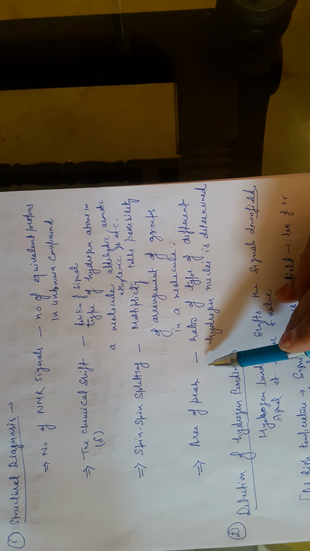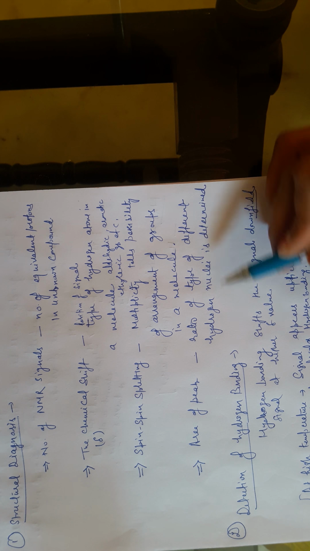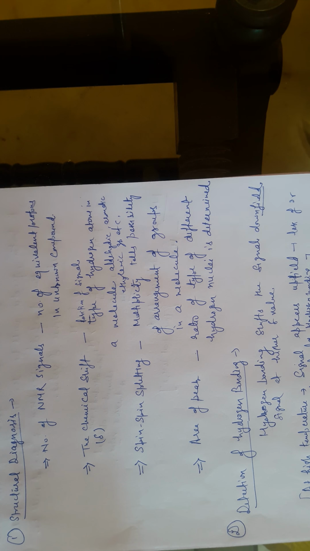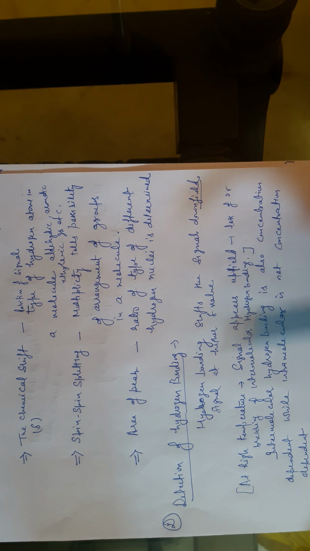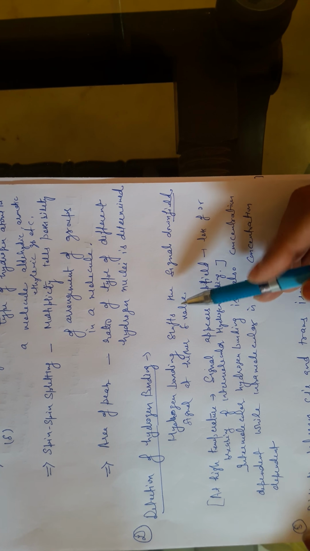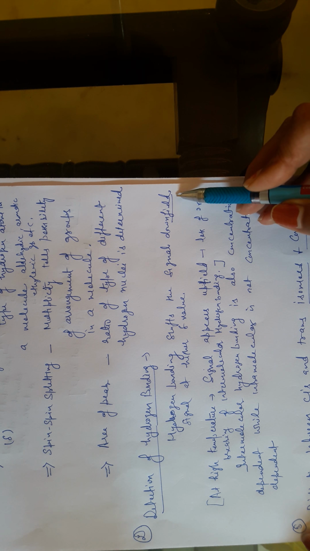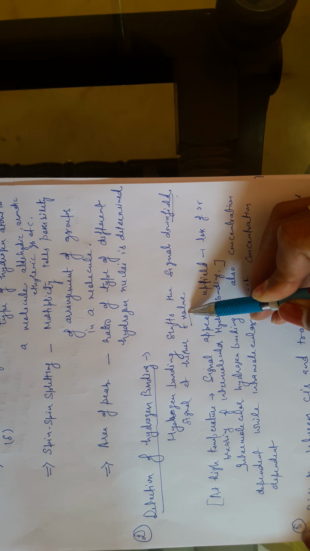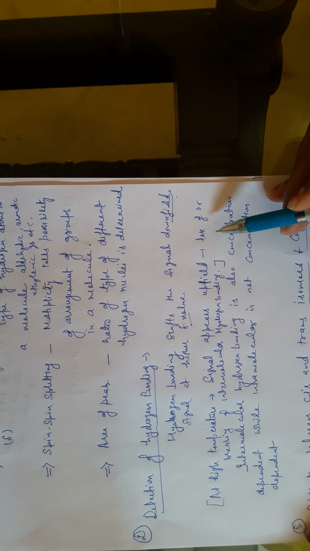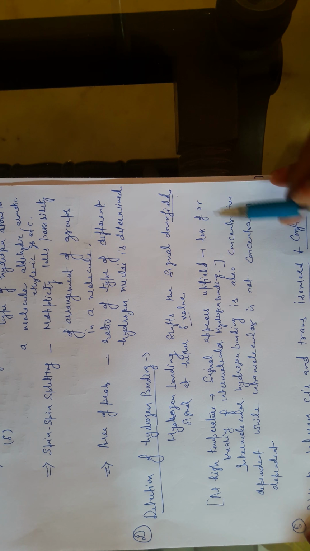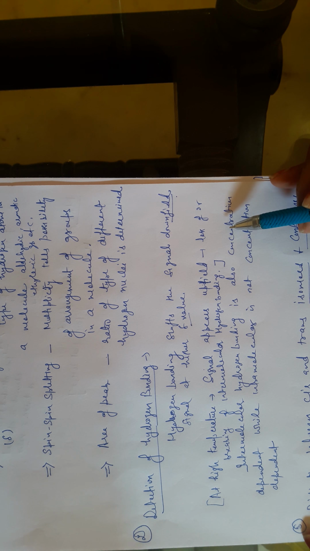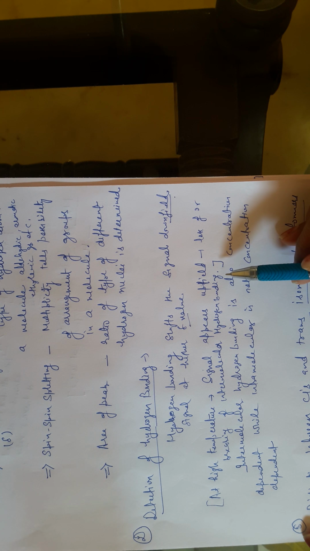And from the area of the peak, we get the ratio of the types of different hydrogen nuclei present in a molecule. Further, we get the information about the detection of hydrogen bonding. If the sample has hydrogen bonding, then we will get the signal downfield, and the signal will appear at a high delta value. But if upon increasing the temperature the signal appears upfield, that means there must be either breaking of the intermolecular hydrogen bonding, or there will be a loss of hydrogen bonding, meaning intermolecular hydrogen bonding.